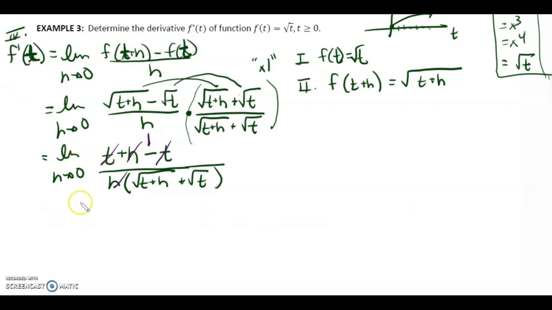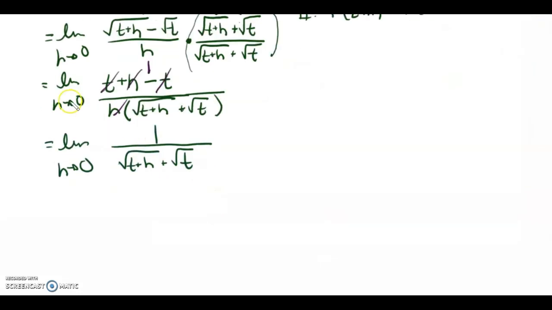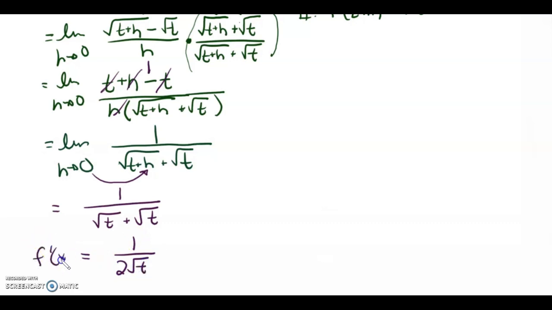So now what we're going to get is the limit as h approaches 0 of 1 over root t plus h plus root t. And at this point, we can go ahead and sub in this 0, and we get 1 over root t plus root t, and I get 1 over 2 root t. And that is the general derivative of root t.